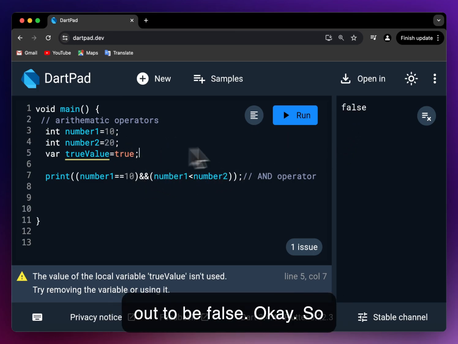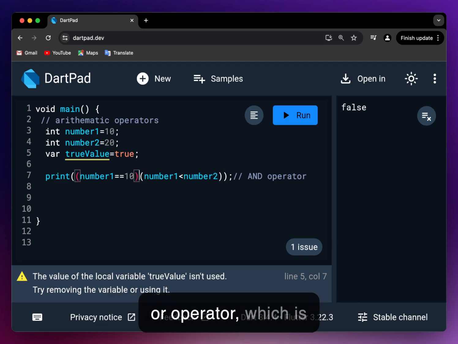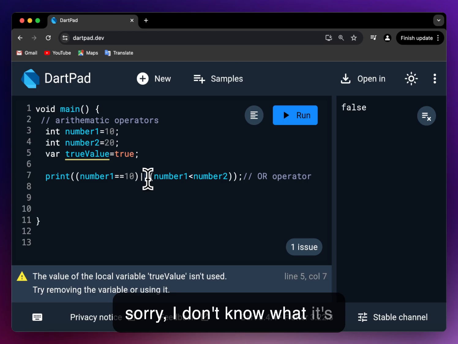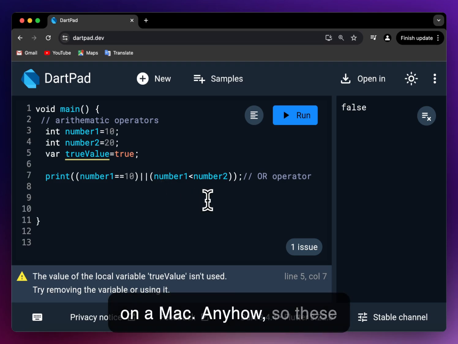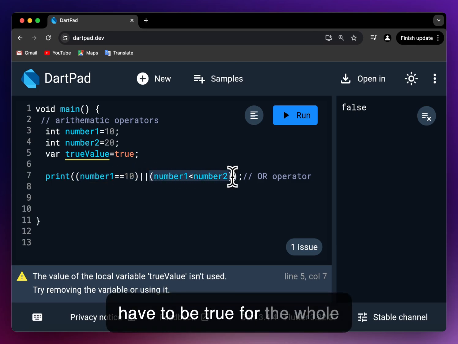Okay, so the other operator is an OR operator, which is represented by these two straight lines. I'm sorry, I don't know what it's called. It's a pillar or something. I have them right above my return button on a Mac. Anyhow, these represent the OR operator, and what they mean is that one of these values has to be true for the whole condition to be true.